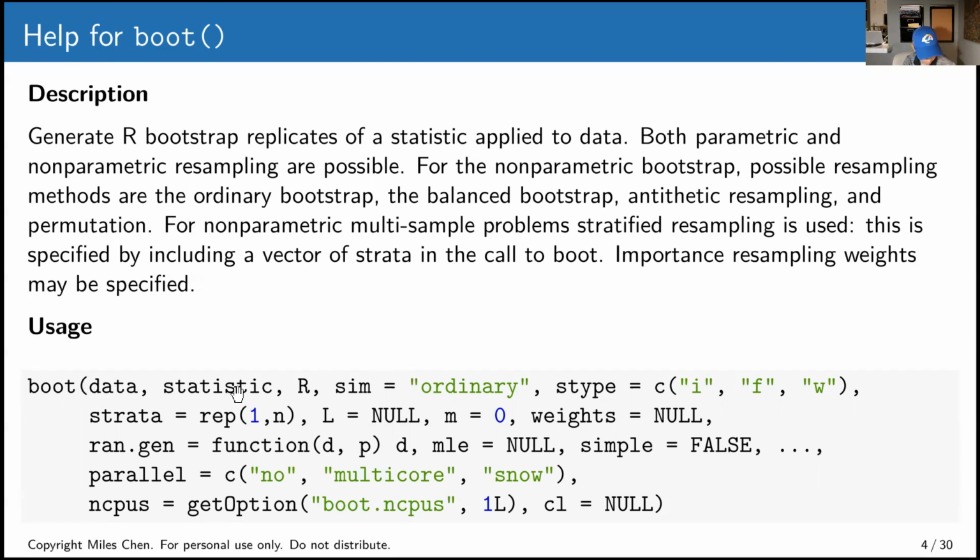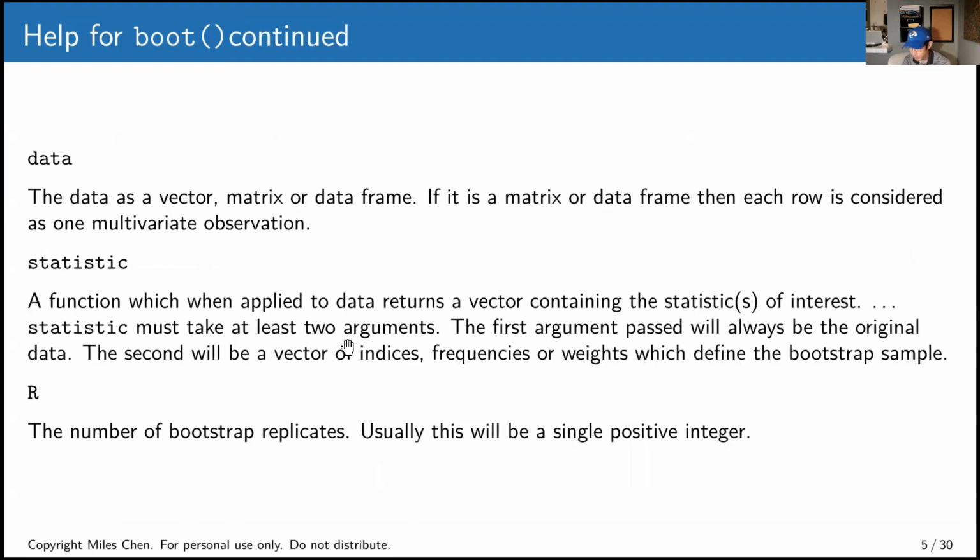When you look at how you're supposed to call the function, there are a bunch of arguments that you could provide, but it's really just the first three: data, statistic, and R, that don't have default values. The rest all have default values. So you have sim equals ordinary, stype equals this, and strata equals this, and all sorts of other stuff that we're not going to worry about today. But really, it's just these three that you have to provide every time you call boot. So we'll take a look at those three arguments.